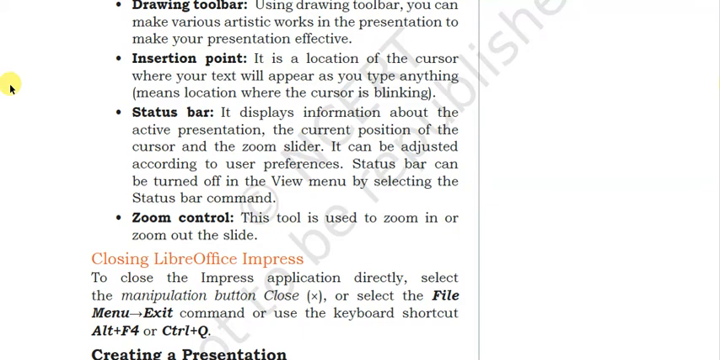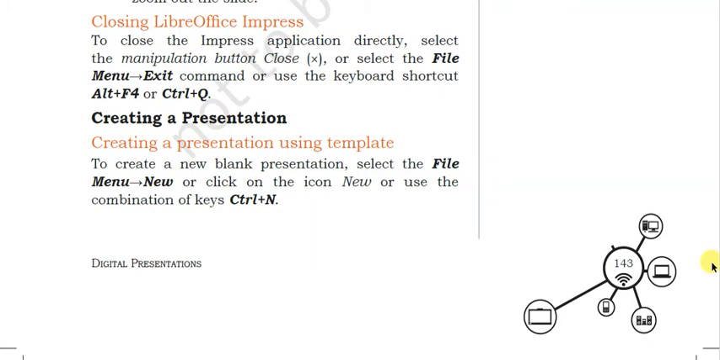Now how to create a presentation? Let us discuss this point. Now, creating a presentation using a template. Template means there is a predefined structure already designed for you. So to create a new blank presentation, select the option File menu and then New, or you can click on the new icon, or the shortcut key that you can use is Control plus N.